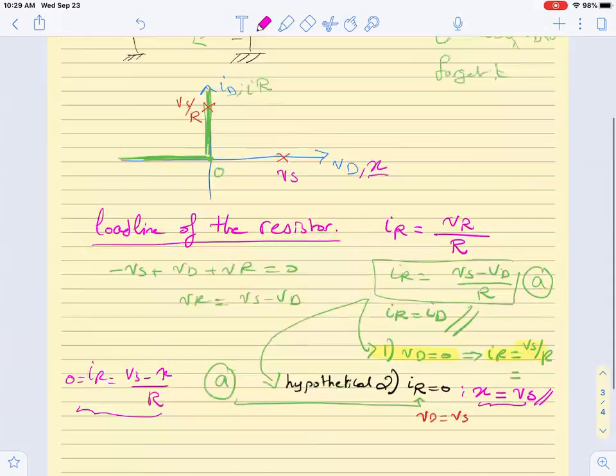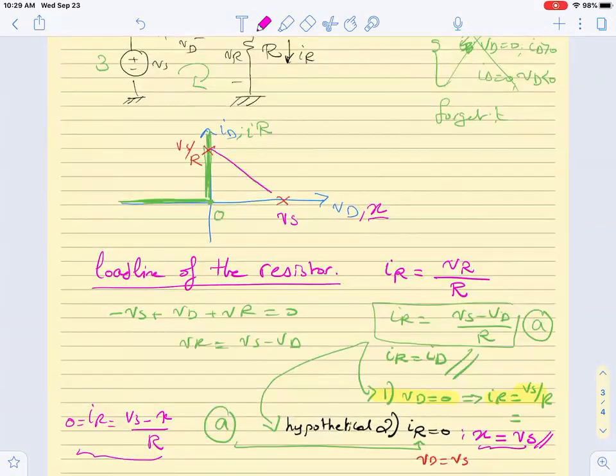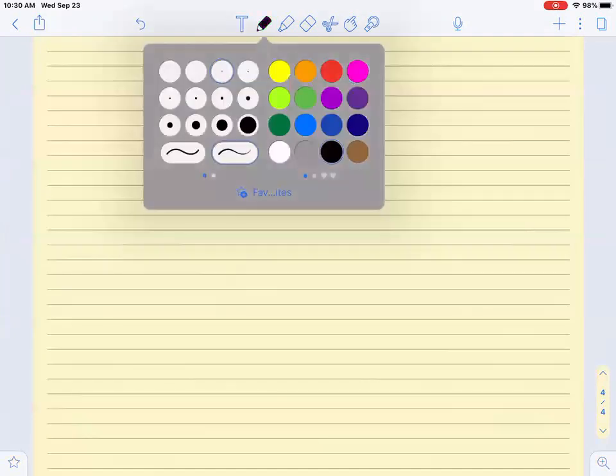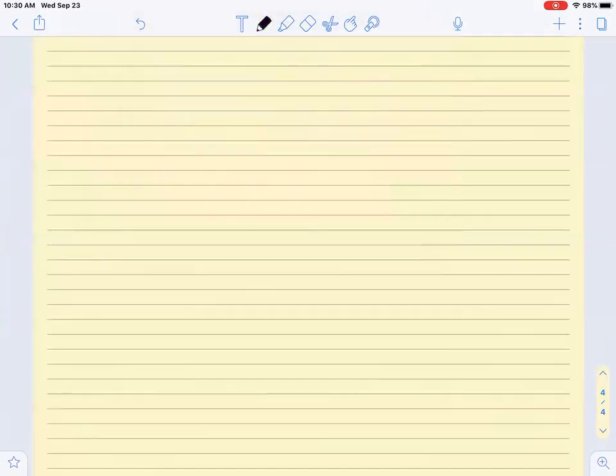Let me draw this and tell you that this line is the load line of the resistor. I'm going to go to the second page and repeat what we are trying to do here. So assuming that I have an unknown device X, which is the characteristics of the diode that I have. An unknown device X, such that I have some voltage source here.